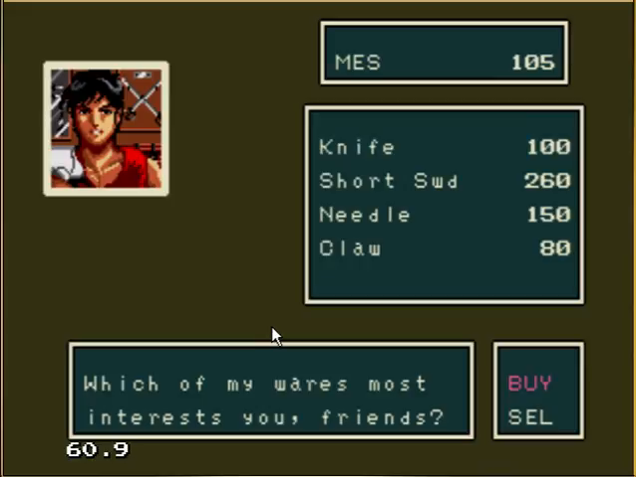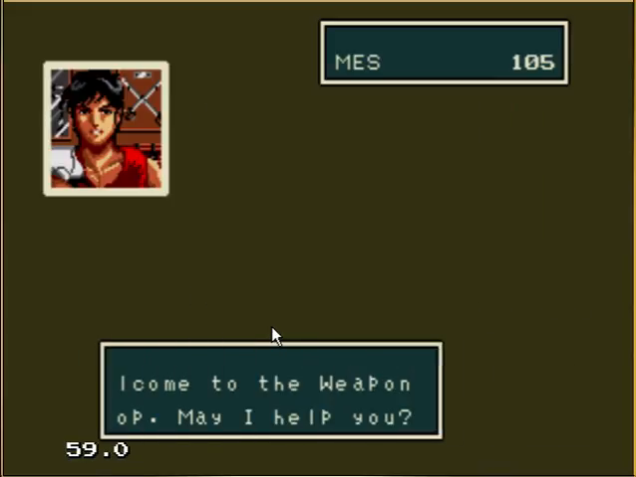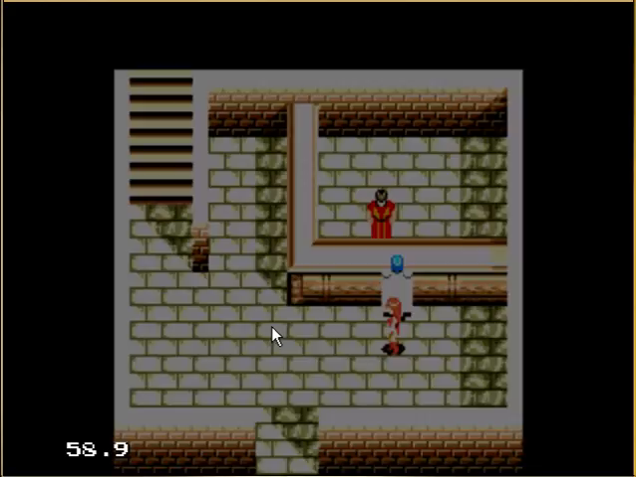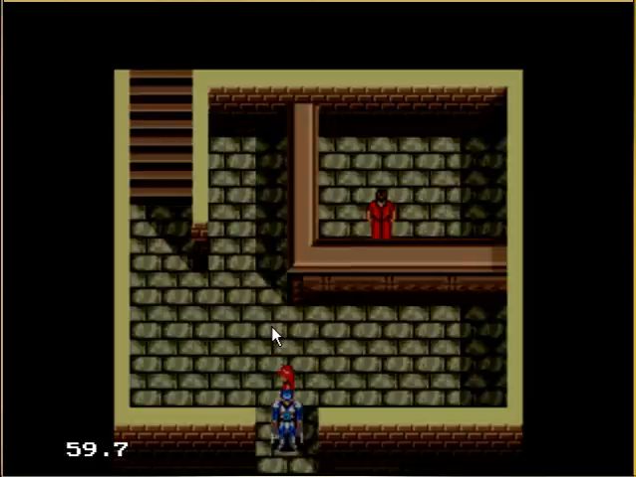How much was it? 150. I'll look at armor anyway.